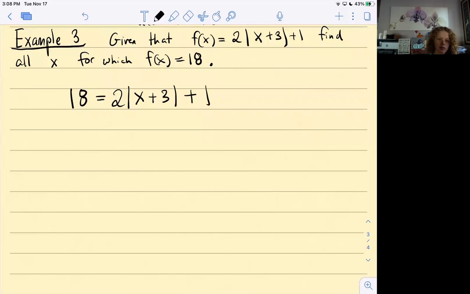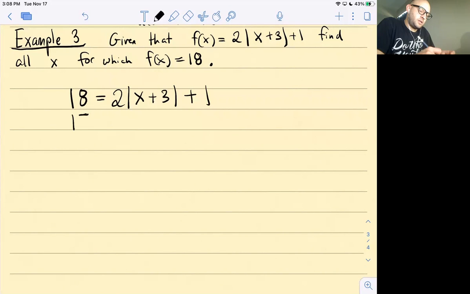We can subtract 1. Nice. We can do subtract 1. This would be 17 is equal to 2 absolute value x plus 3. And it's nice to get the absolute value by itself, so then you can set up the equations easily. So now divide by 2, 17 divided by 2 is 8.5, is equal to absolute value x plus 3.